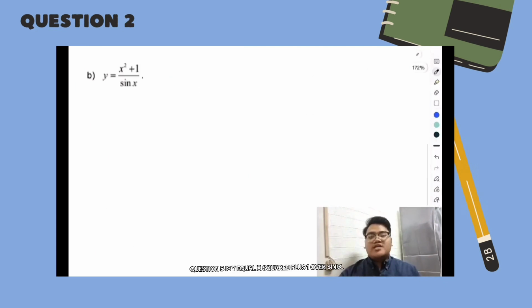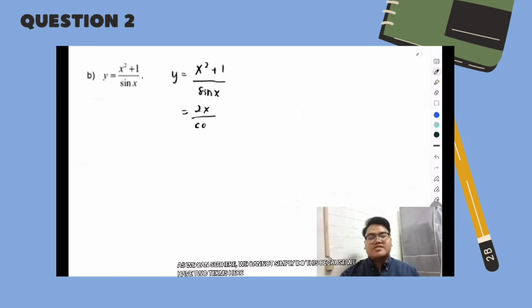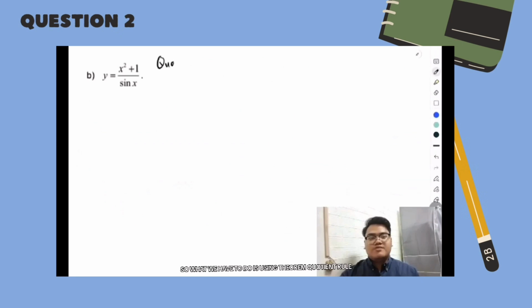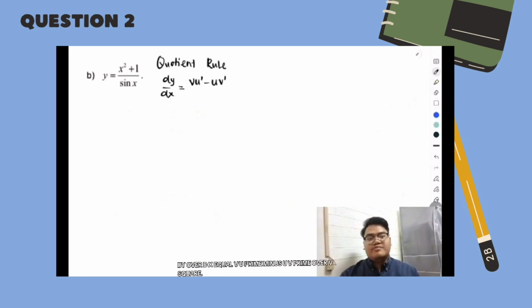Question B is y equals x squared plus 1 over sine x. As we can see here, we cannot simply do this because we have two terms here, where the first term is actually given by x squared plus 1 and the second will be given by sine x, separated by the division. So what we have to do is use the theorem quotient rule: dy over dx equals vu prime minus uv prime over v squared.